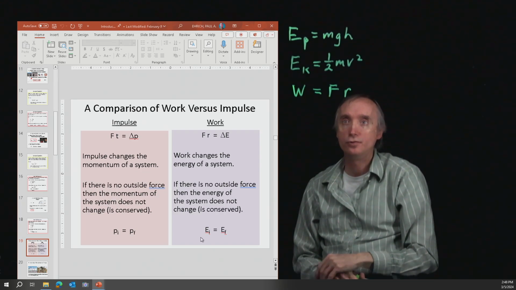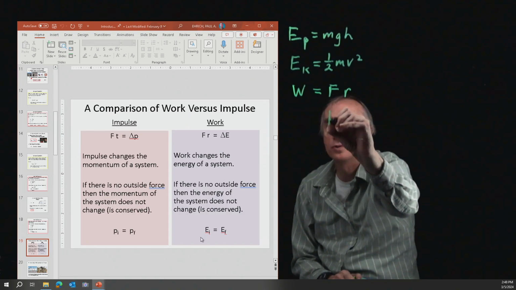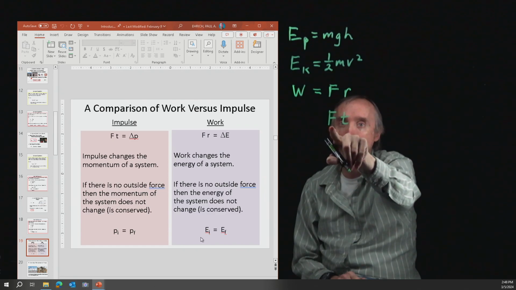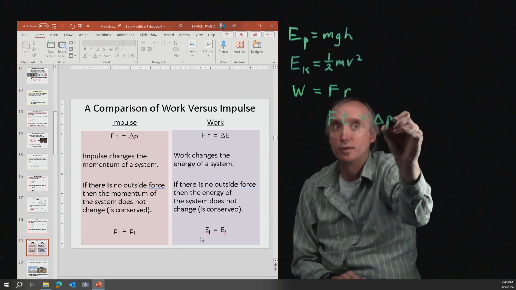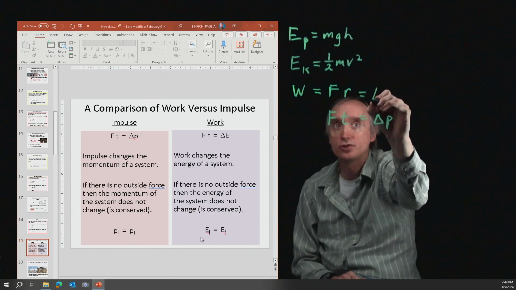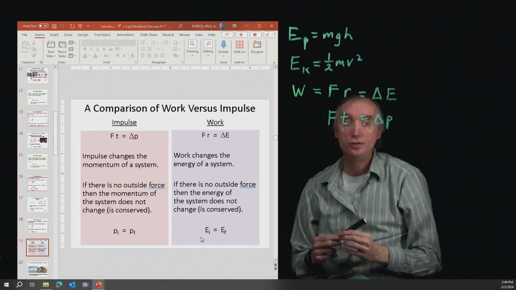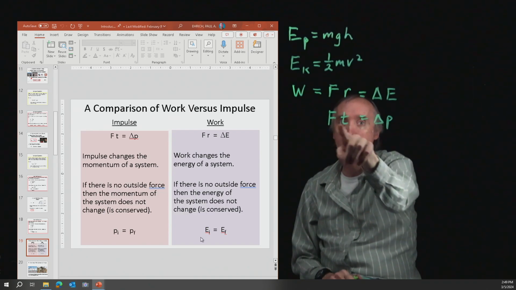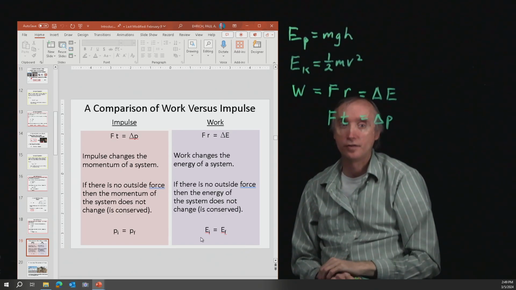And then don't confuse work with impulse. An impulse was when you take a force and it operates over a period of time. So when a force operates over a certain length of time, what that does is change the momentum of the system. Whereas when you apply a force over a distance, that's going to change the energy of the system. Now for this unit exam, you don't need to worry about momentum. There won't be any questions about momentum on the exam, but it is going to be on the final, so you do need to know this formula for the final.